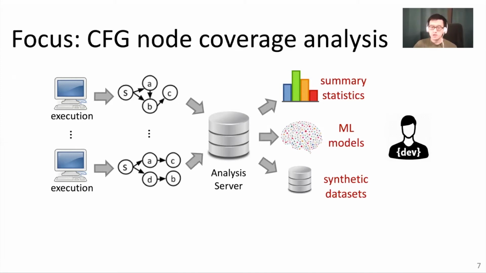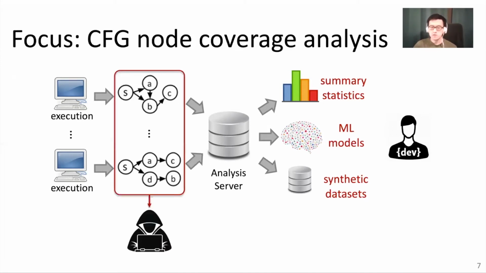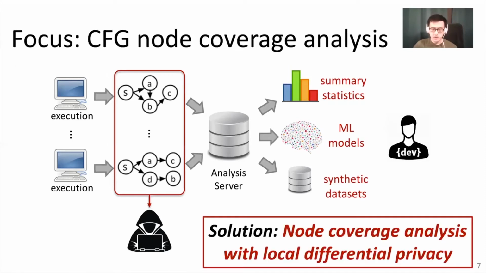During the data collection, since there is no privacy protection at the user end, the raw coverage information of each user is accessible to adversaries. And sometimes the analysis server and the software developers themselves may be considered as adversaries. To avoid this release of users' usage data, we propose to apply local differential privacy to control flow graph node coverage analysis.